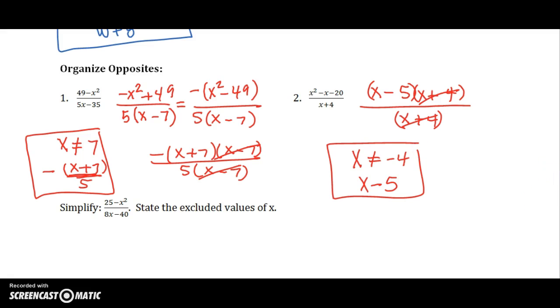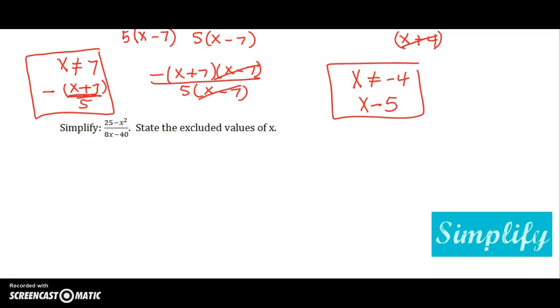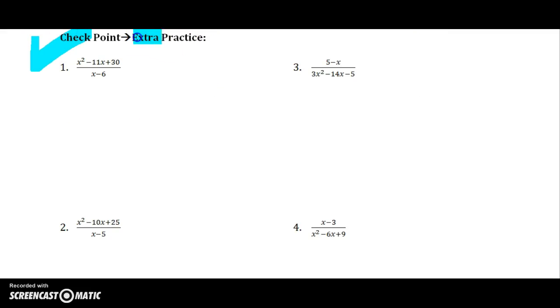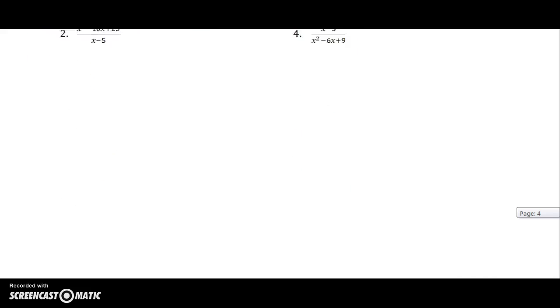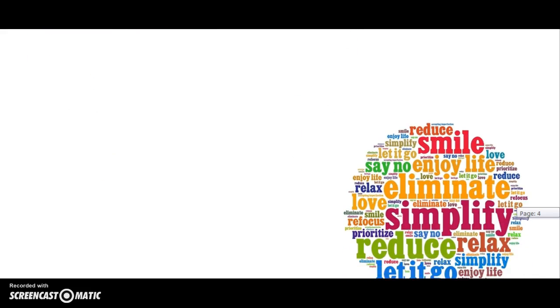Go ahead and practice the next one where you have to do a difference of squares on top. Don't forget to rearrange and make it a negative out front. Factor out your 8. So it's very similar to the example 1 that I worked. We're ready for a checkpoint. Let's do these extra practice. So go ahead and practice those 4 problems. We'll start there tomorrow and make sure you feel good about that.